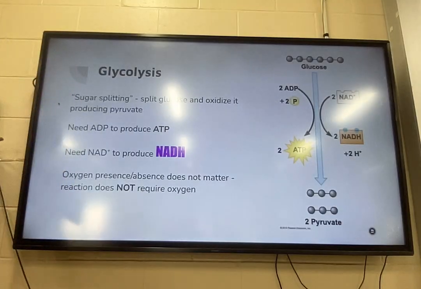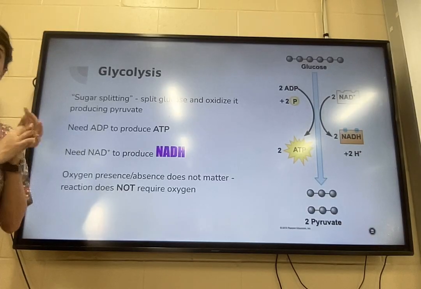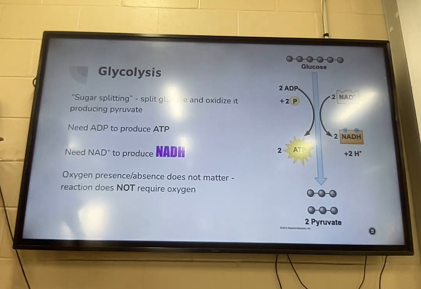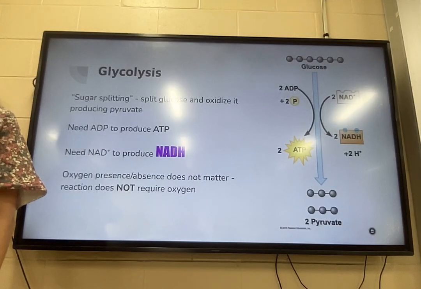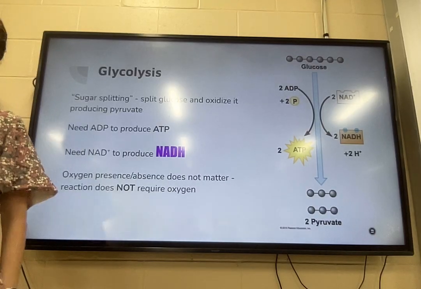Glycolysis, as a reminder, breaks glucose in half. Glyco meaning sugar or sweet, lysis meaning to break or split. So we break glucose in half. It is oxidized, which means what? It loses electrons.